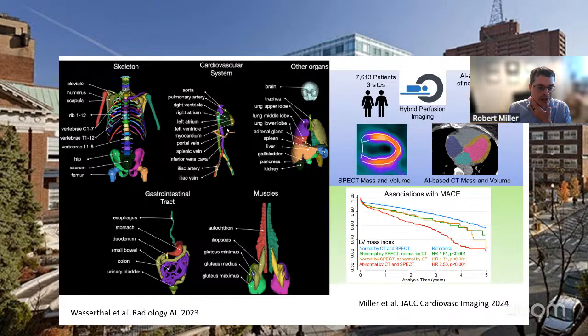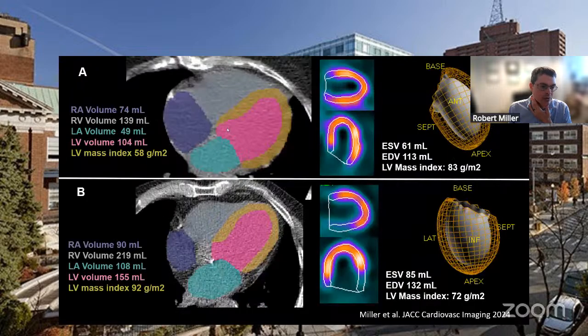So we went on to apply this approach to hybrid images acquired for SPECT CT. Again, these are low radiation dose, really poor image quality CTAC studies. What we did is we estimate RA volume, RV volume, LA volume, LV volume, and LV mass. If you just think about a typical perfusion study, you're only going to get LV mass and LV volume.